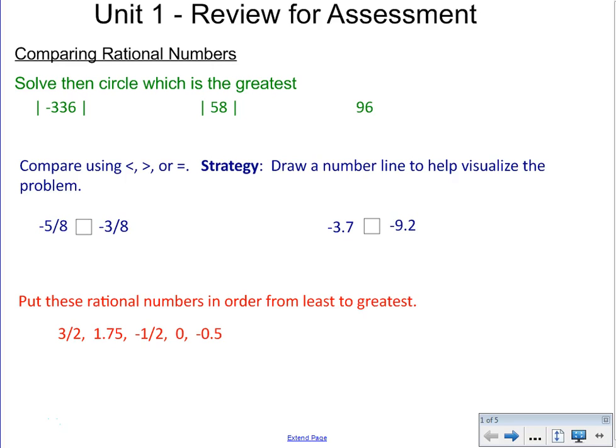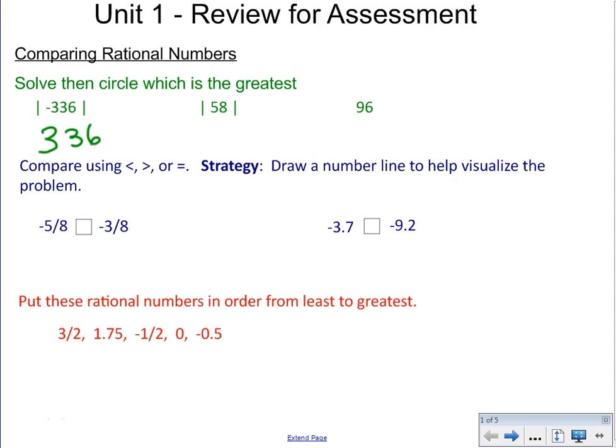If you notice, the first two are absolute value and the last one is just a rational number, a whole number, 96. The question says, solve, then circle which one of these is the greatest. To solve the first one, an absolute value of negative 336. If you remember from our unit that absolute value is always positive. So whatever numbers are in those bars just becomes the positive number.